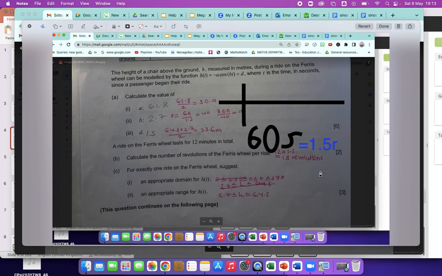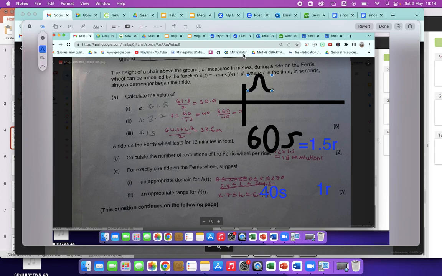And another way of thinking about that is, well, how would we say what one revolution is going to be? This is why it was quite a tricky question. For one revolution, we're going to take off a third of 1.5 to get to 1. So take off a third of 60, and you'll get to 40 seconds. So every 40 seconds there's going to be a revolution of this Ferris wheel. It will go up to its maximum and then return back down to its minimum.